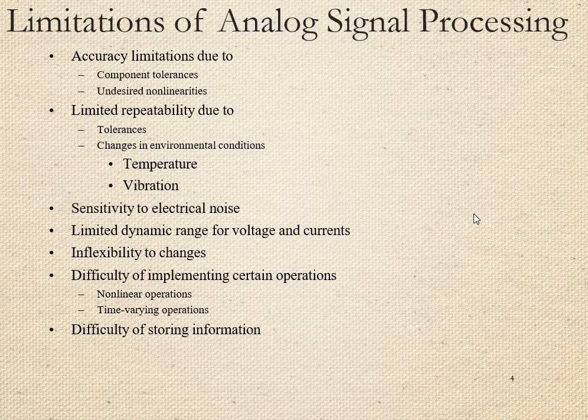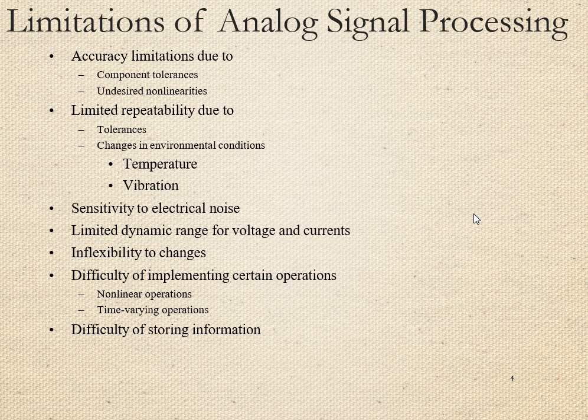Some of the limitations of analog signal processing are: accuracy, which is a major limitation. Second is limited repeatability due to tolerances and changes in environmental conditions like temperature and vibration. Another limitation is sensitivity to electrical noise, which is created by the electrical components used in the circuits. Another limitation is the limited dynamic range of voltages and currents.